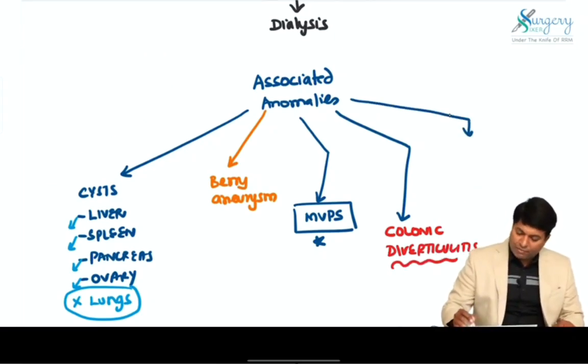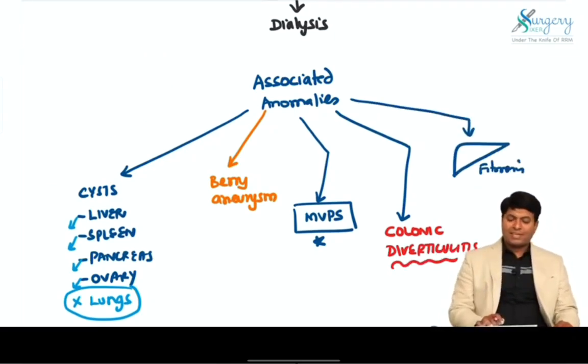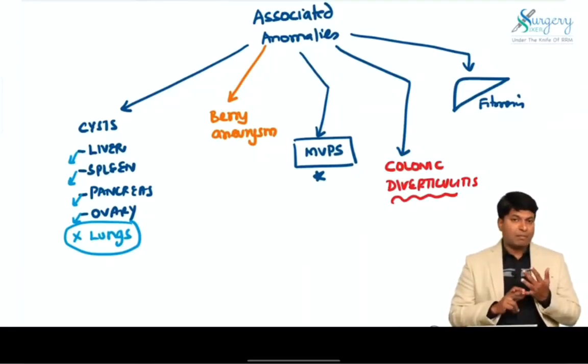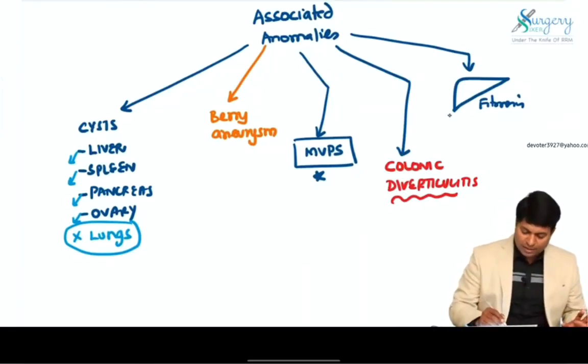And they may also develop liver fibrosis. Even though the liver is going to develop cysts, please remember, they will not develop liver failure. That is the interesting point. They develop renal failure, but in spite of the liver being replaced by cyst, liver failure is not seen. These are the associated anomalies.